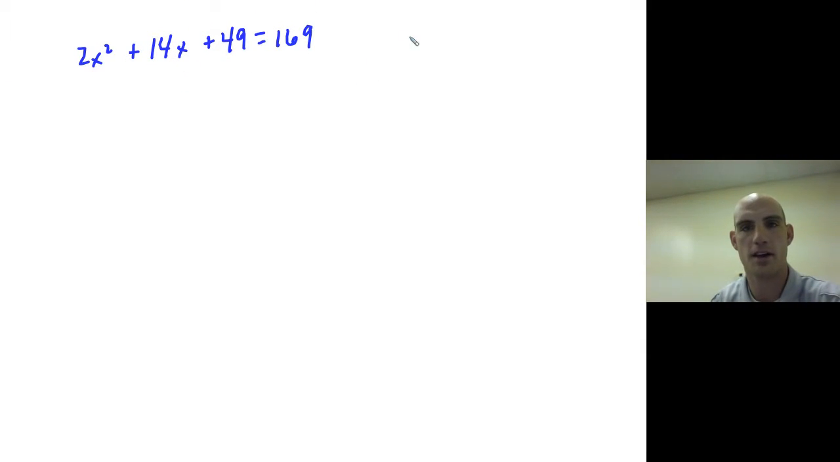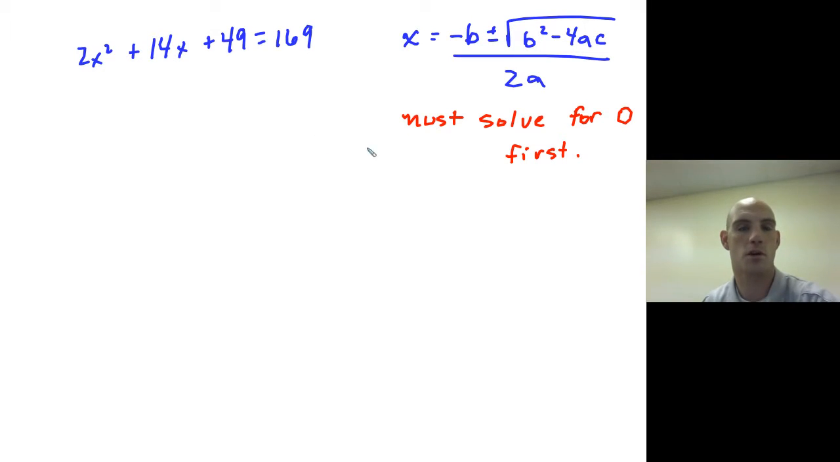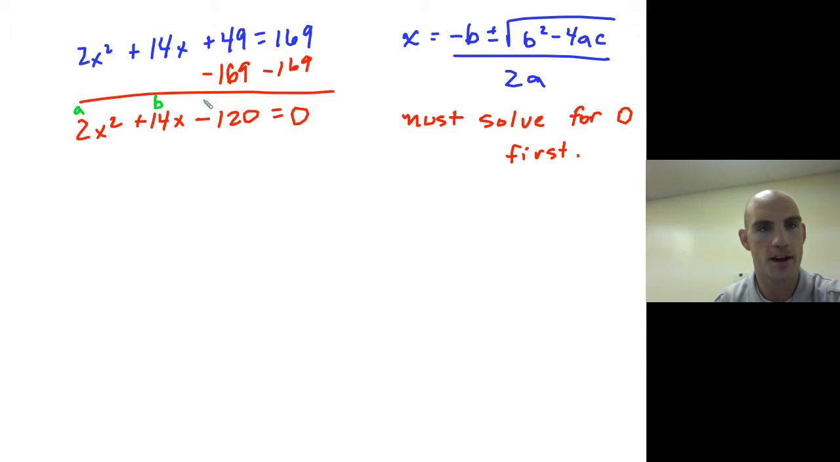And I remember the quadratic formula to be x is equal to negative b plus or minus the square root of b squared minus 4ac all over 2a. Well, that means the key is going to be I must solve for 0 first. So I have to have a 0 on one side. So I'm going to subtract 169 right away from both sides. And when I do that, I get 2x squared plus 14x minus 120 equals 0. Now I can use the quadratic formula. This is going to be a, this is going to be b, this is going to be c.